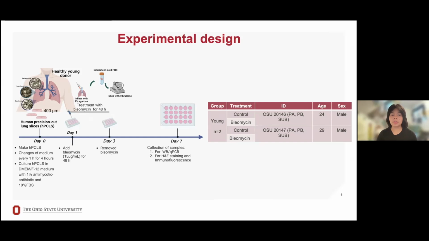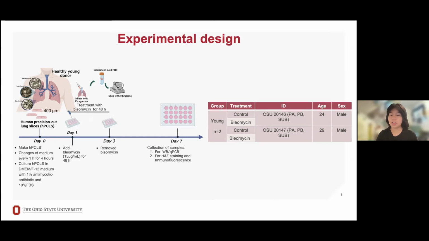With these slices on day 0, we change the medium every 1 hour for 4 hours, and then we culture them in DMEM-F12 medium with 1% antimycotic antibiotic and 10% FBS. On day 1, we add bleomycin to induce senescence. Bleomycin is commonly used to induce senescence. It does this through a DNA damage mechanism, and that's what we chose for this project. Then on day 3, we removed the bleomycin and we collected samples on day 7.